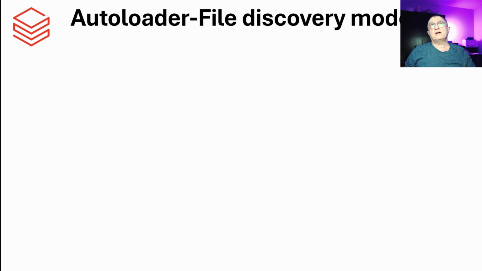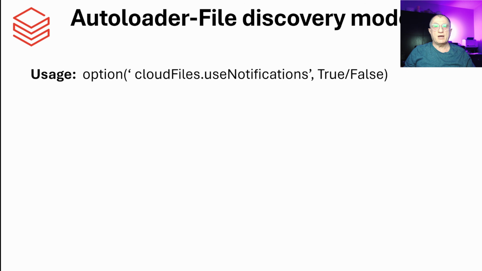Now let's talk about file discovery and the notifications mode with Autoloader. As I mentioned, Autoloader is very efficient at discovering new files, and it can easily process thousands of files quickly arriving to your storage. Autoloader uses two main methods to discover files. The default mode is directory mode, which is very good for discovering files arriving in many different folders.